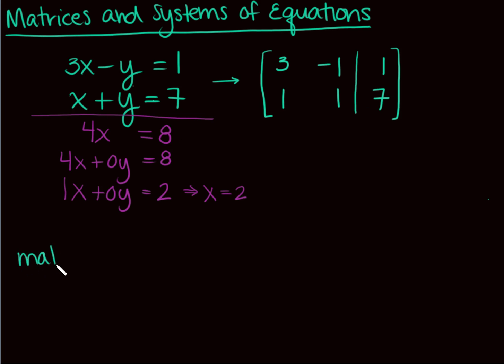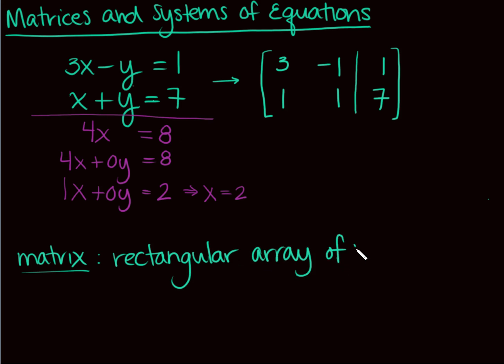The definition of a matrix is a rectangular array of numbers. And we can even break this up a little bit more. If I just consider this right here, this 3, negative 1, 1, 1, I can actually think of these as two kind of separate matrices.